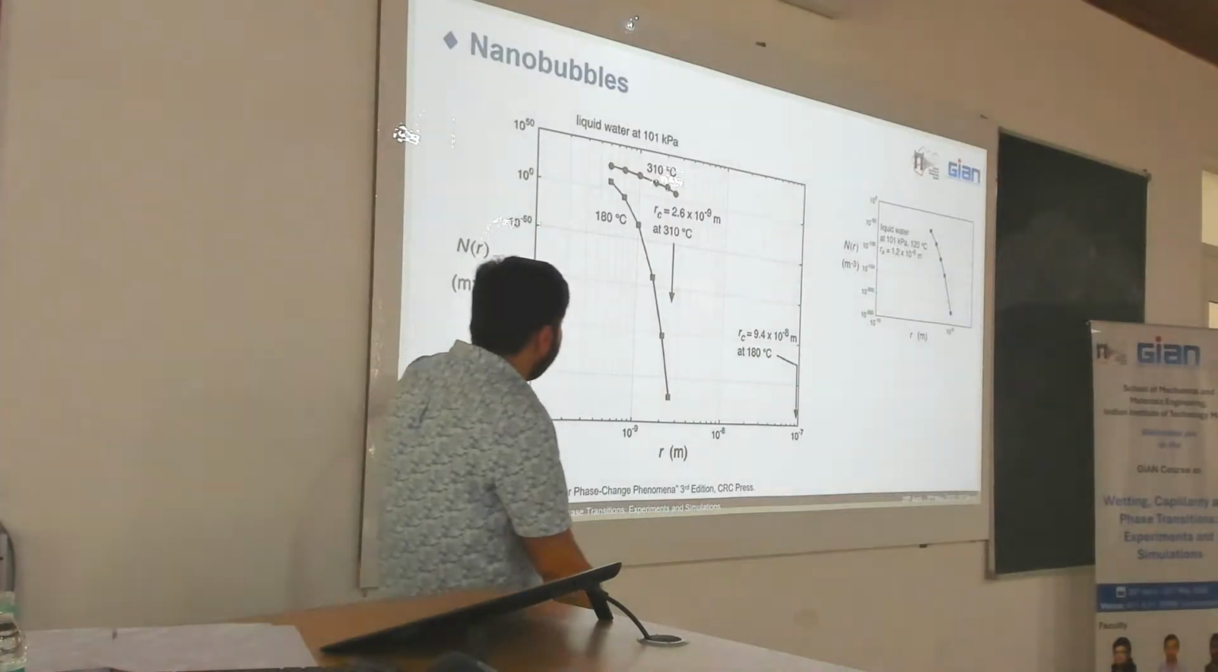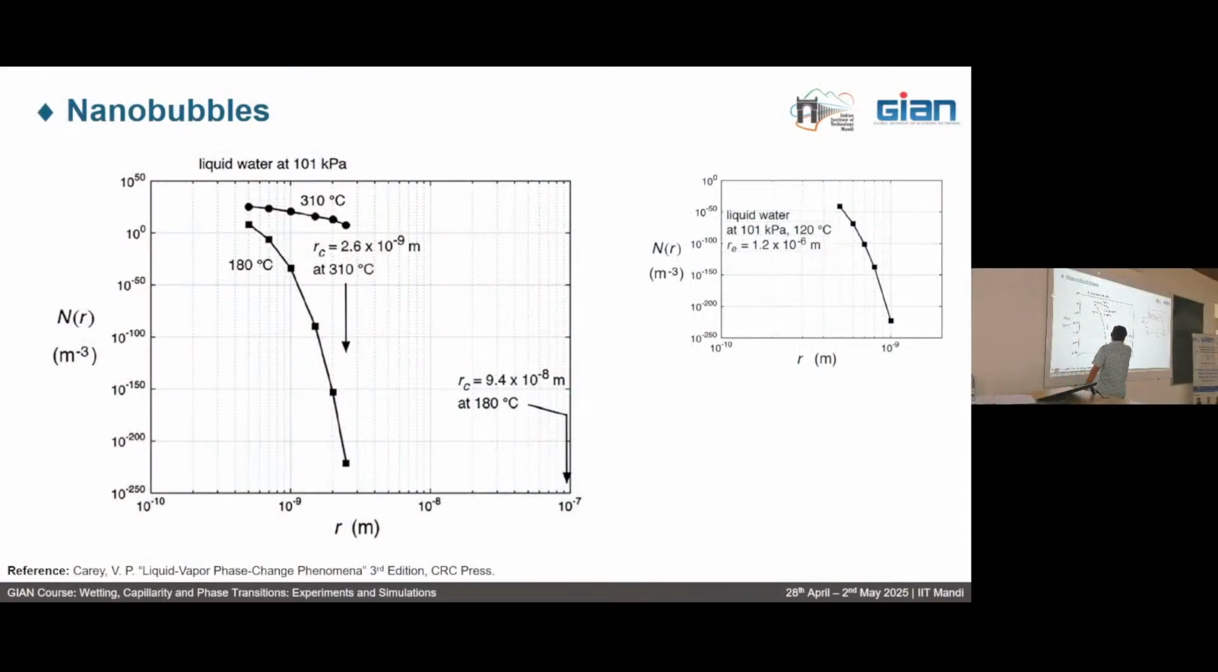Similarly, you can see this for various temperatures; this one is for 180 degrees centigrade. The number of bubbles is very small. For R_c equal to 9.8 and temperature 180 degrees centigrade, the number of bubbles in this size range would be very low. But this also points to one more thing. You can see that this graph is decaying very fast.